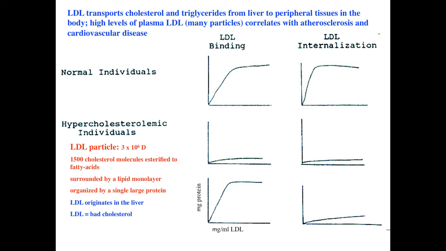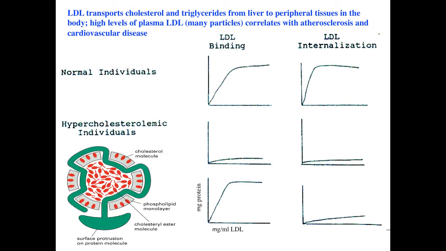An LDL particle is about 3 million Daltons in size. It's essentially 1,500 cholesterol molecules that are esterified to fatty acids. The LDL particles are surrounded by a lipid monolayer, and this is organized into a fairly large single apoprotein. LDL, you may recall, originates in the liver, and you should realize that LDL is given the name bad cholesterol. And that's kind of a schematic of what the LDL particle looks like.